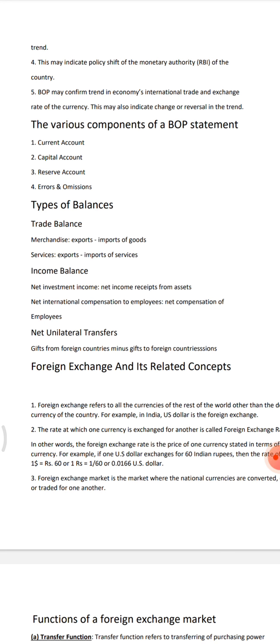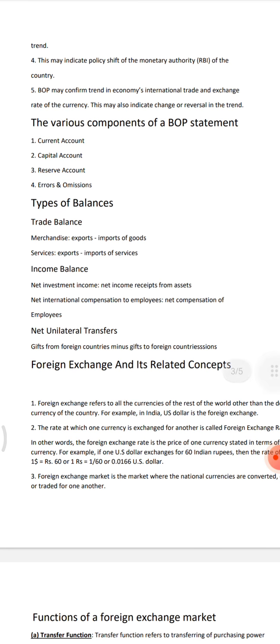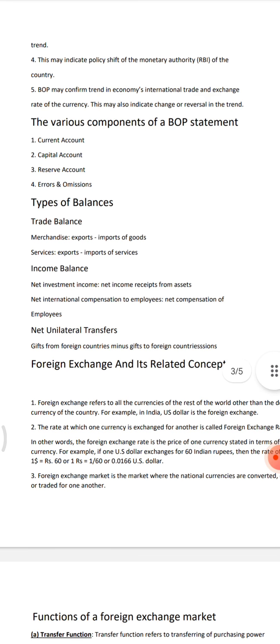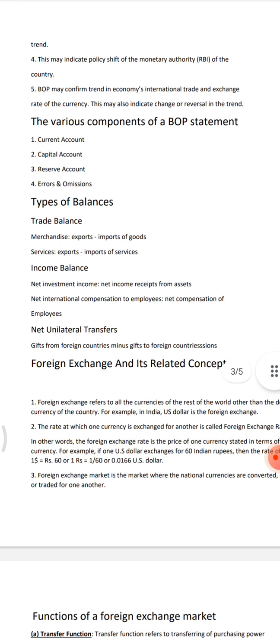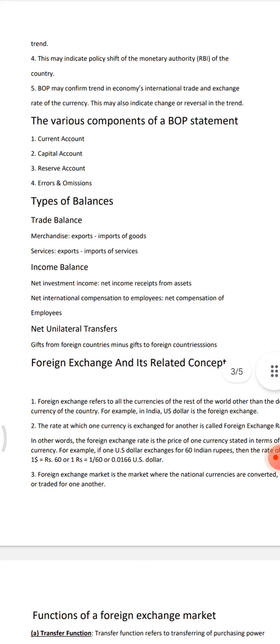So what is the reserve account? Basically there are three accounts in this. First is IMF, SDR, and reserve and monetary gold. These things in total are known as the reserve account. Monetary gold, IMF, SDR, and reserve are collectively known as the reserve account.